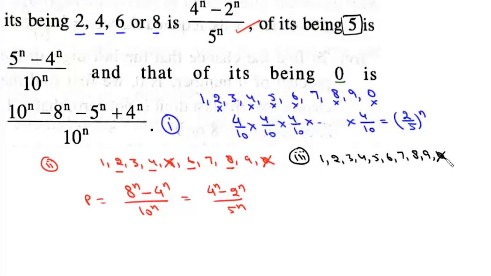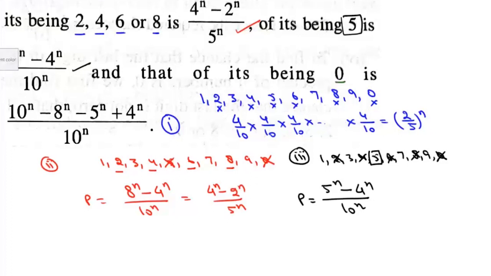It should not have 0. It should not have any of these even numbers, and it must contain at least one 5. So the total number that can be formed is 5 to the power n minus all those cases in which 5 is not included, 4 to the power n, divided by 10 to the power n, and that's our third probability.